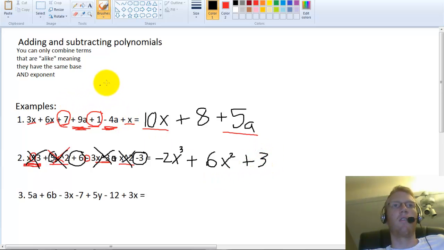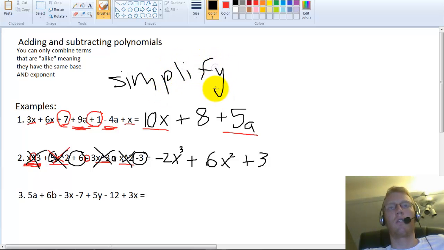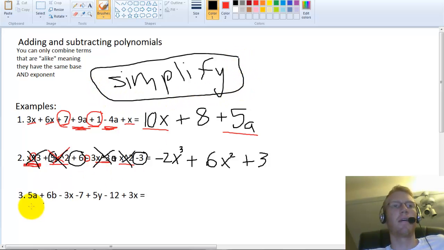Okay, again, in all of these cases we are simplifying. We're not solving. Solving means like x equals something. Simplifying just means combine like terms, get it reduced as much as possible. So we are simplifying. Alright, let's take a look at the last example.